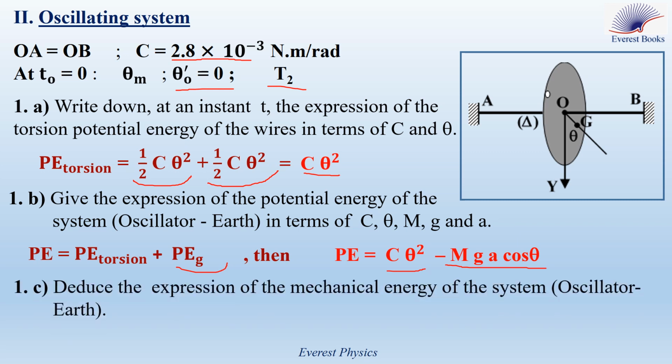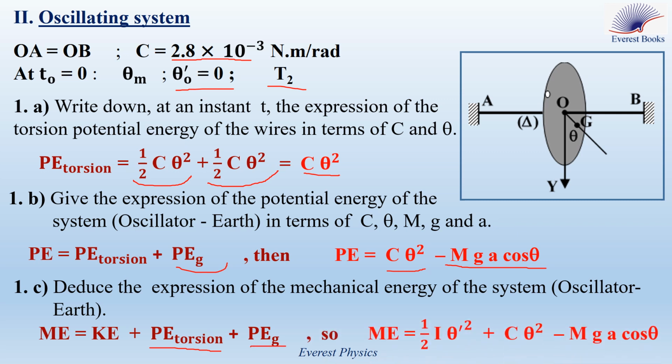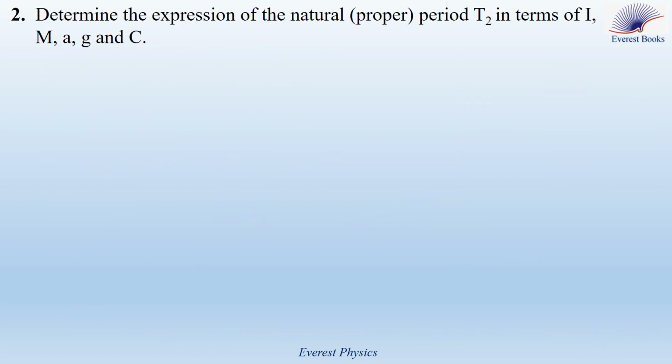1c. Deduce the expression of the mechanical energy of the oscillating system Earth. The mechanical energy is given by the potential energy plus the kinetic energy, and the potential energy is equal to the torsion potential energy plus the gravitational potential energy. Now replace the kinetic energy by 1/2 I theta prime squared, the torsion potential energy by C theta squared, and the gravitational potential energy by minus mga cosine theta. Let's move to part 2.